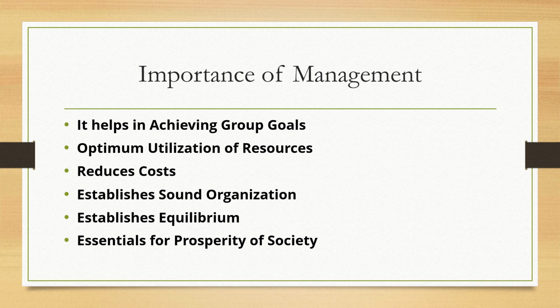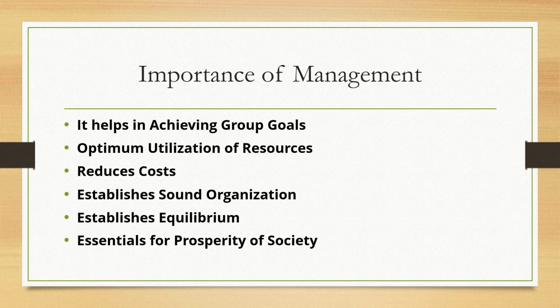When it is an organized activity, basically it helps in achieving group goals, that is a team effort. Optimum utilization of resources. All the resources can be optimally utilized. How? Minimal resources we need to find out, and how effectively and efficiently those resources can be used in an organization for productivity and to reach the objectives of the organization helps us to understand the importance of management. Reduces cost.